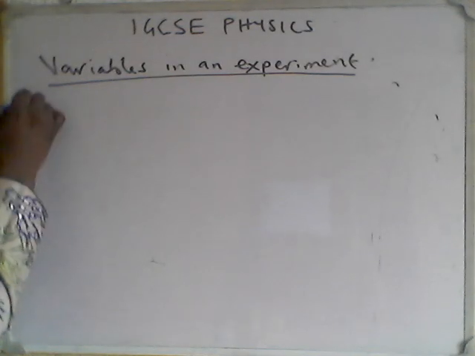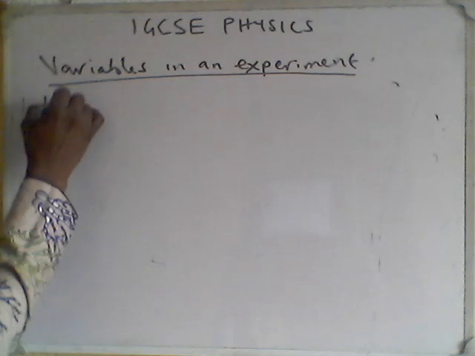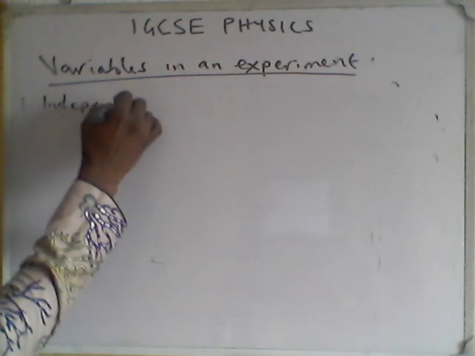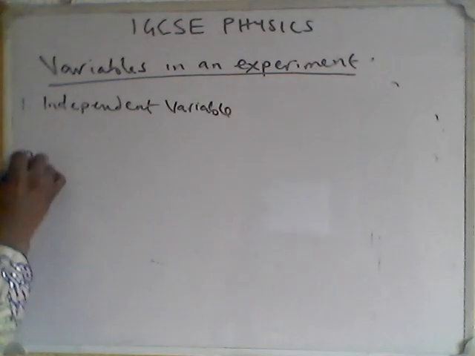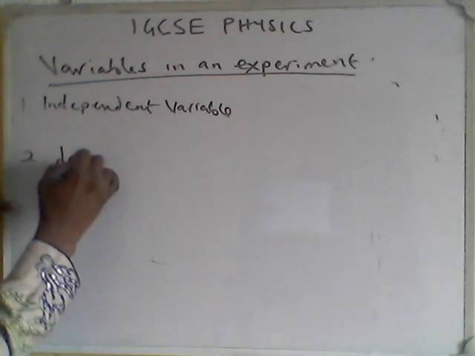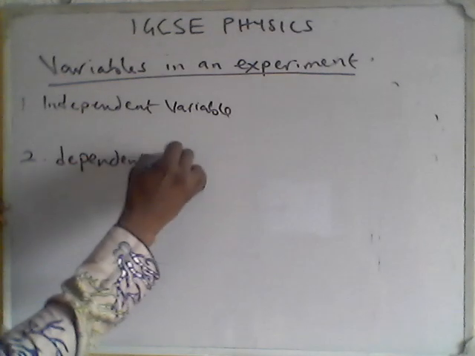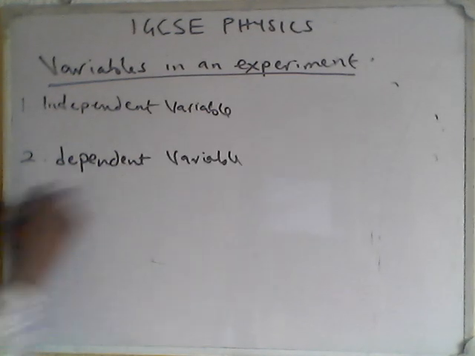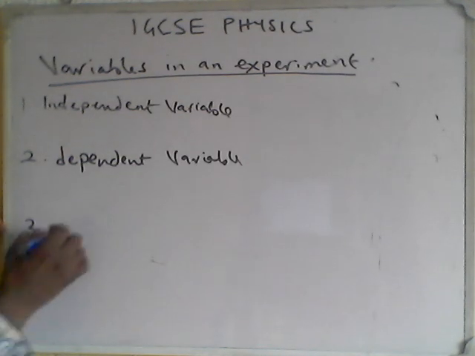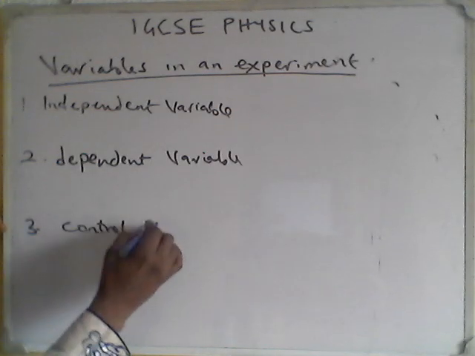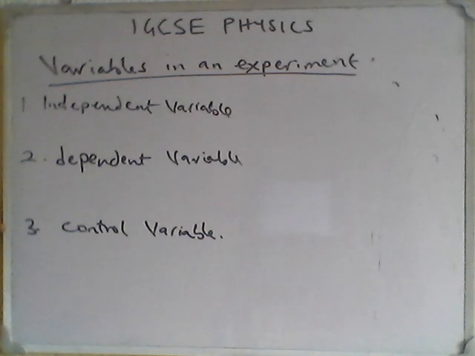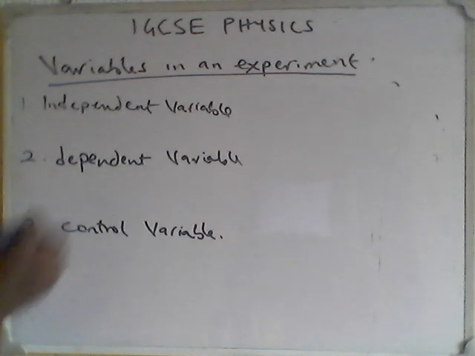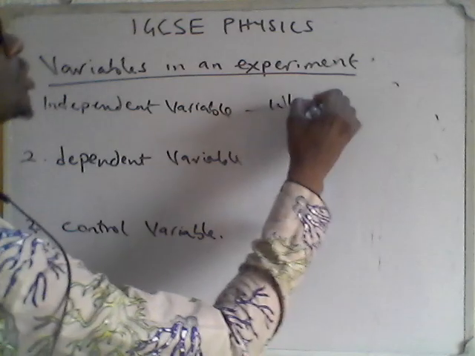So we look at the variables in an experiment. So we have the independent variable, you have the dependent variable, and thirdly, you have the control variables. Okay, so what actually is an independent variable? By definition, the independent variable is what you deliberately change. So this is what you deliberately change.